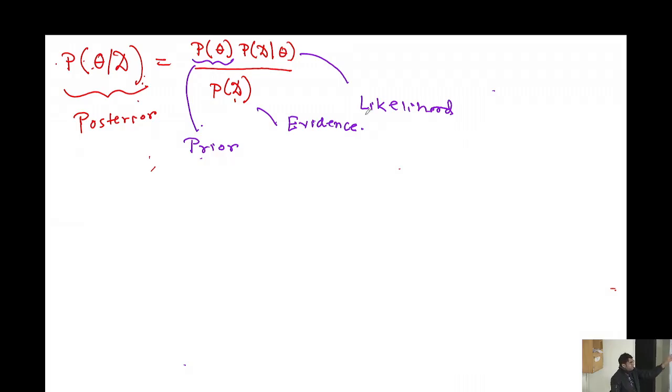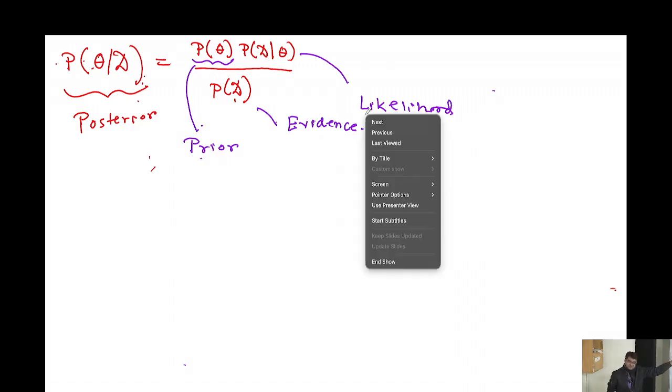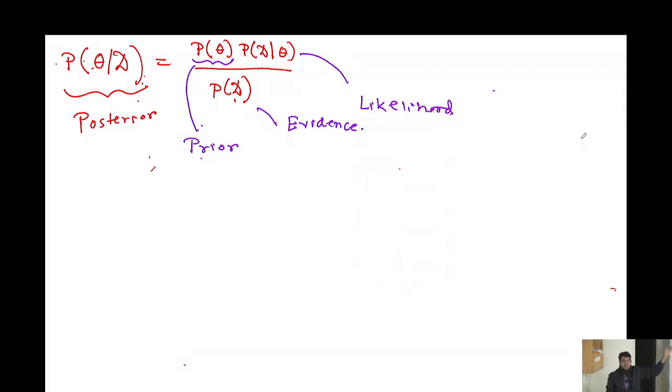By name itself, P of theta is known as prior. It, by definition, means what is your belief about theta, which is unknown by the way, before you have observed any data. Prior means your belief about theta in this case, even before you have observed any data.